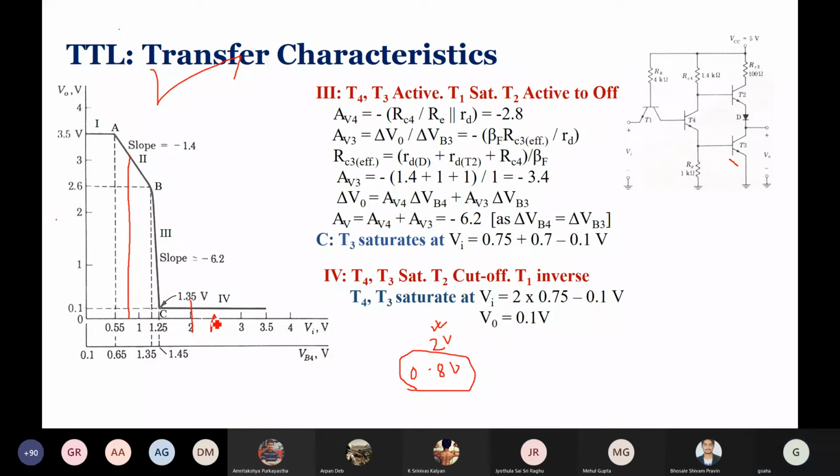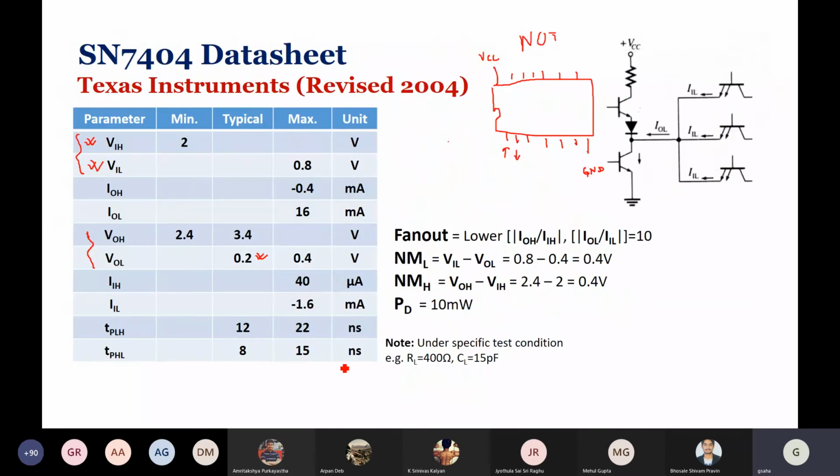So this is your VIH, which is 2 volt, and if it is 2.4 volt, no issue. Still you have got 0.4 volt of margin. And VOL is 0.2 and this is 0.8, so there is a good amount of margin. So that is what they have mentioned.